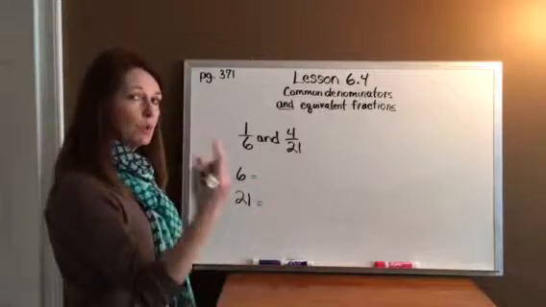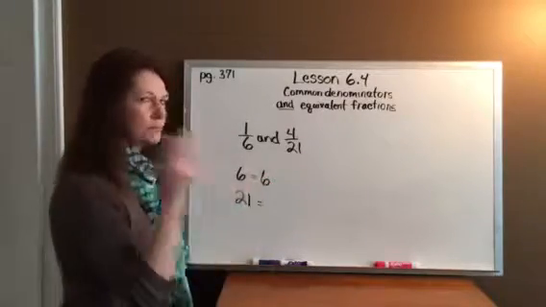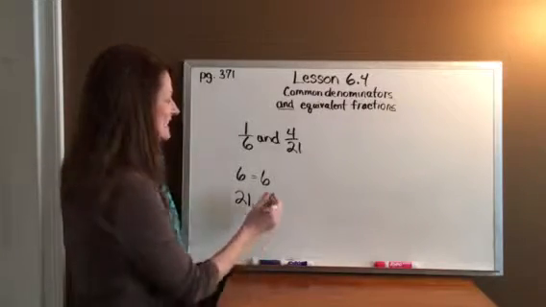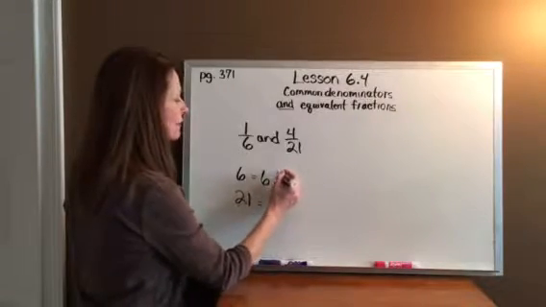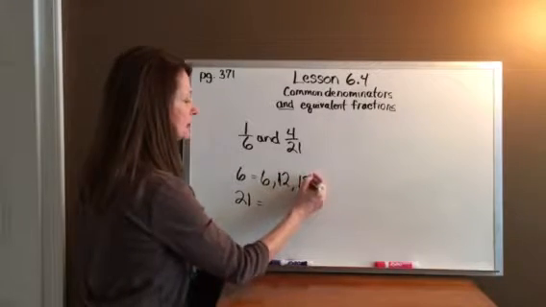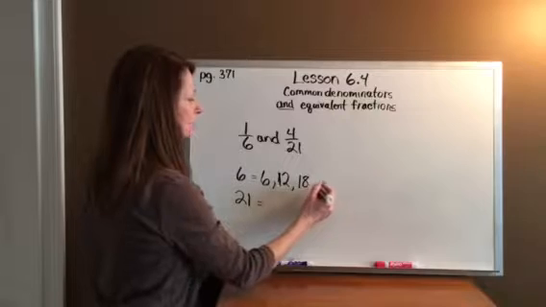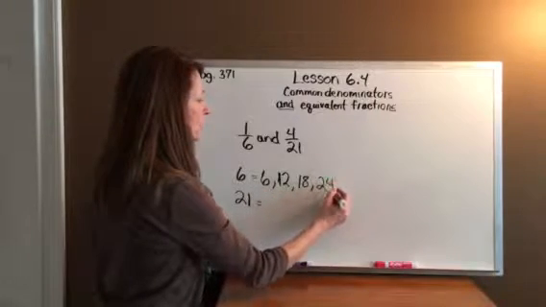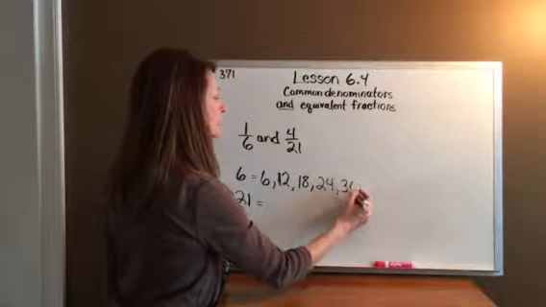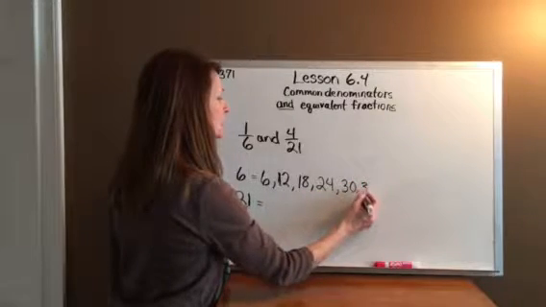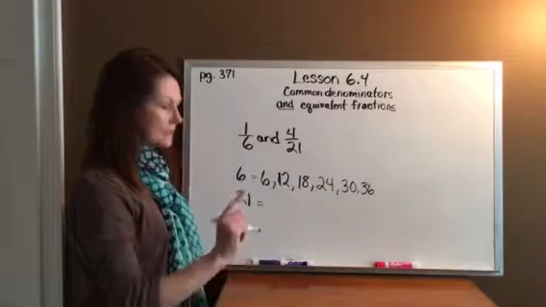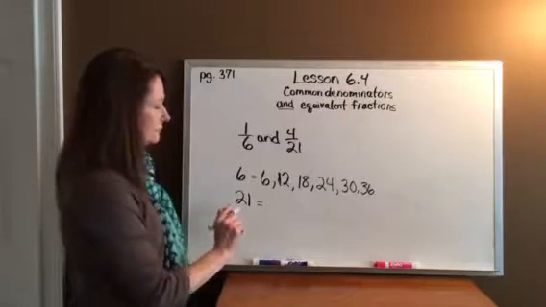So 6 times 1 is 6, and this is something I would normally do in my head, but for you, I'm going to do it out loud. 6 times 2 is 12, 6 times 3 is 18, 6 times 4 is 24, 6 times 5 is 30, 6 times 6 is 36. Okay, I could keep going, but I'm going to wait. I'm going to go ahead and come down here.